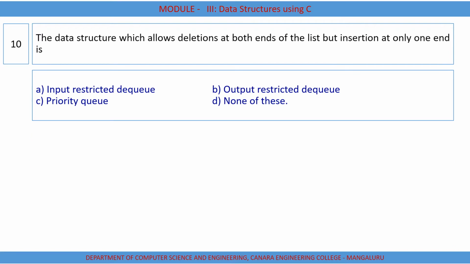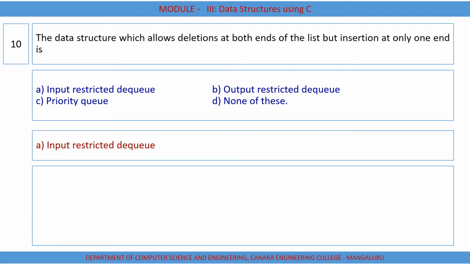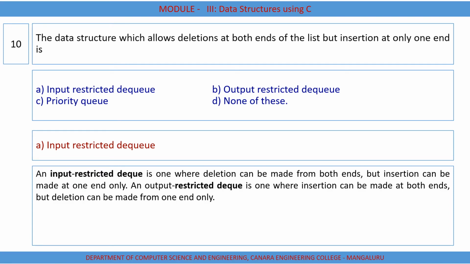The data structure which allows deletion at both ends of the list but insertion at only one end is called an input restricted queue. A double-ended queue is divided into two types, input restricted queue and output restricted queue. Here the data structure which allows deletion at both ends of the list but insertion at only one end is called an input restricted queue. In case of an output restricted queue, you can perform insertion at both ends of the queue, but deletion is performed at only one end. That's called an output restricted queue.